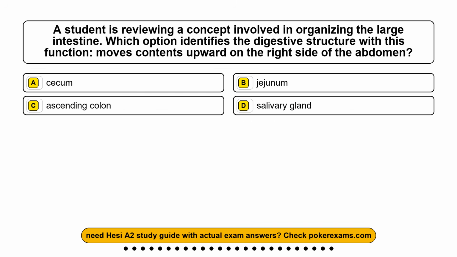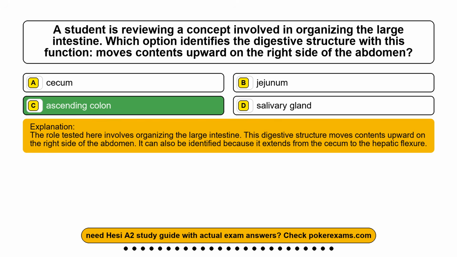Question 25. A student is reviewing a concept involved in organizing the large intestine. Which option identifies the digestive structure with this function, moves contents upward on the right side of the abdomen? Option A, cecum. Option B, jejunum. Option C, the ascending colon. Option D, salivary gland. The correct answer is option C, ascending colon.